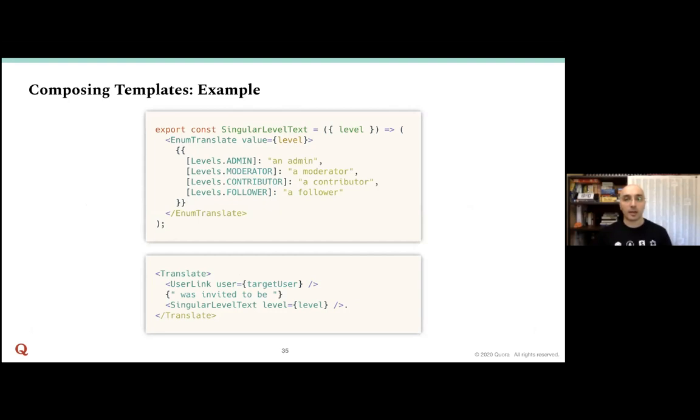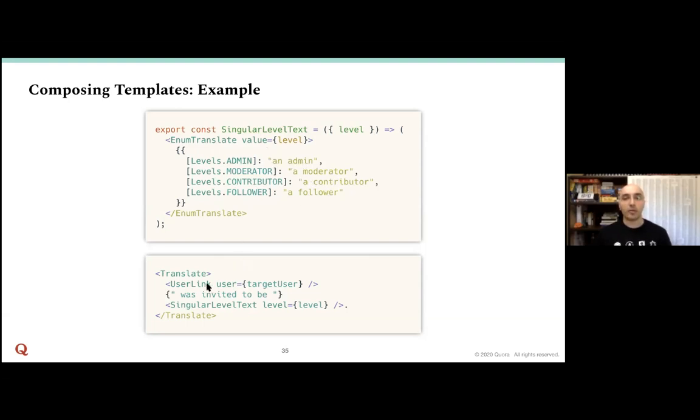Here's another example of how a text component is used. This is a little more complex. Basically, this one is a text component that is only doing some enumeration for some access level, and this is the singular form. So you see an admin, a moderator, a contributor, a follower.